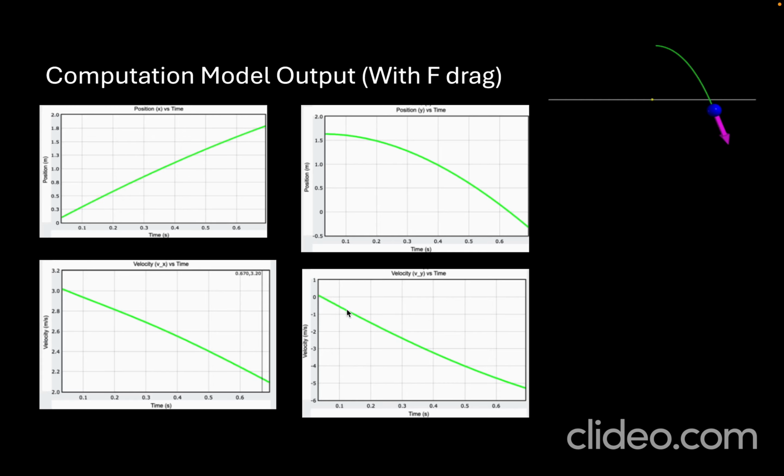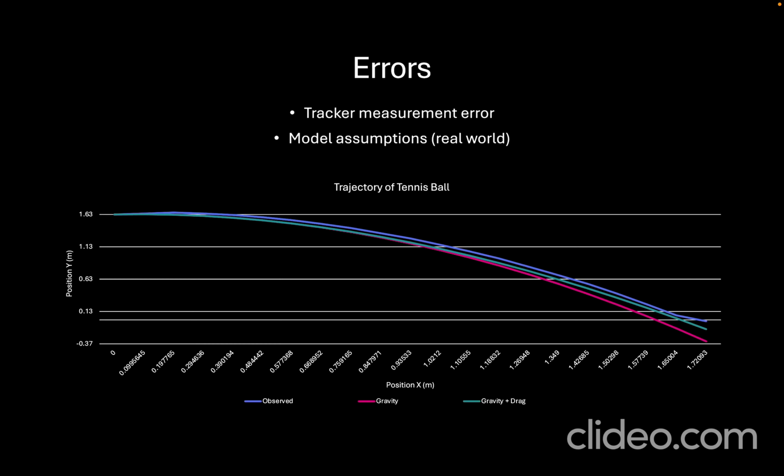Here, we're looking at not only gravity, but drag, and that's going to affect the x component of velocity, which means there is a force in the x component of motion. So these are all the trajectories from all of our models, the Tracker and both the computational models.